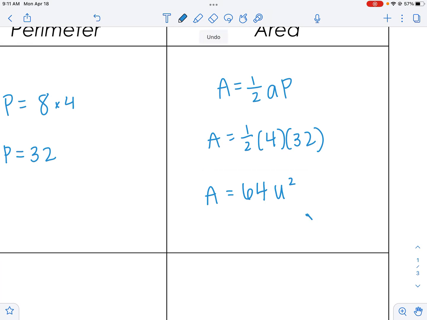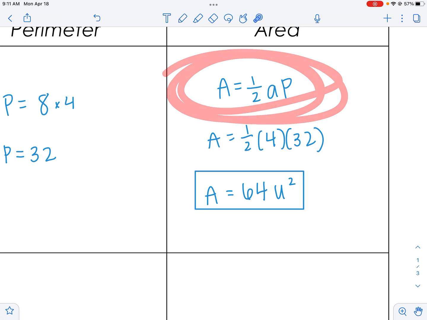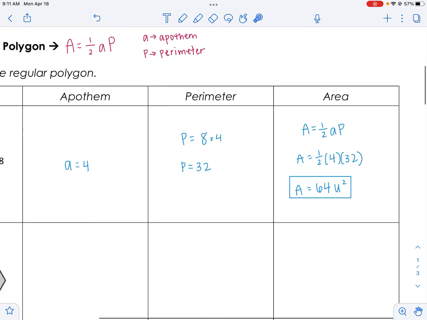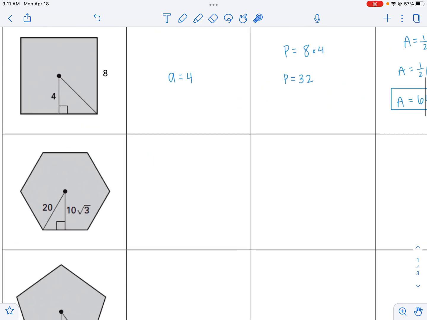Now, this was a square. You have other options to find the area of a square, but remember that this formula will always work regardless of how many sides it has, as long as it's a regular polygon. So for a square, that is regular, that is equilateral, equiangular, this formula works.